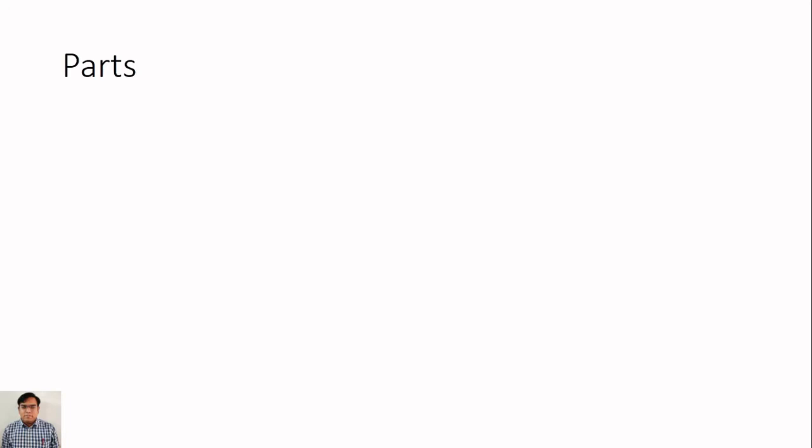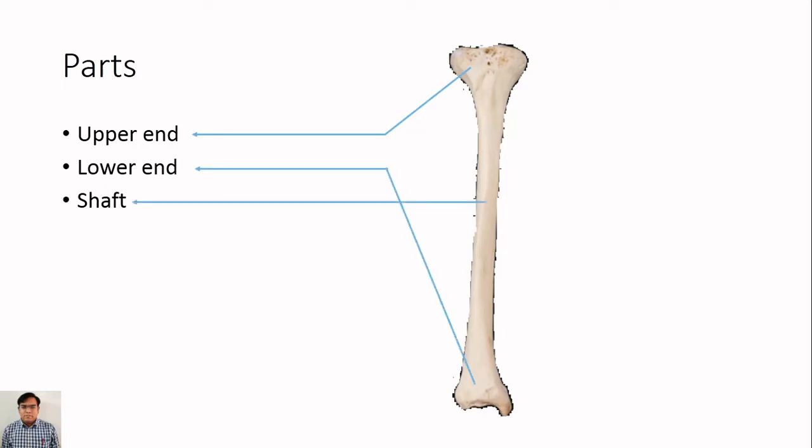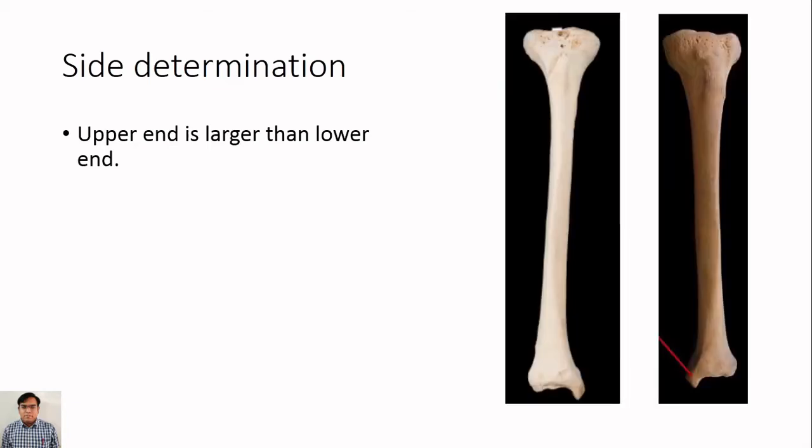Now parts, as you all know, the long bone has upper end, lower end and shaft. So this is tibia, this is upper end, lower end and shaft. Now the side determination, it is very easy to identify upper and lower end. Upper end is larger as compared to the lower end. So the upper end is directed upwards and lower end is smaller than the upper.